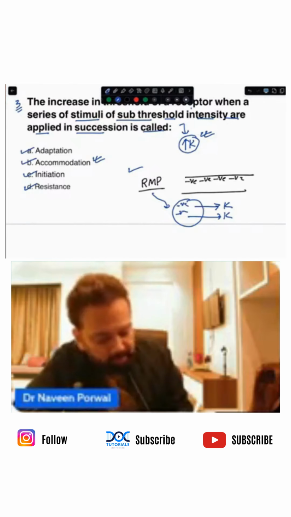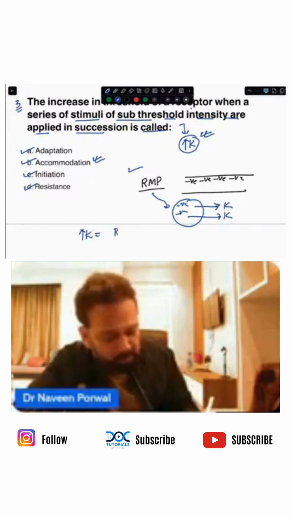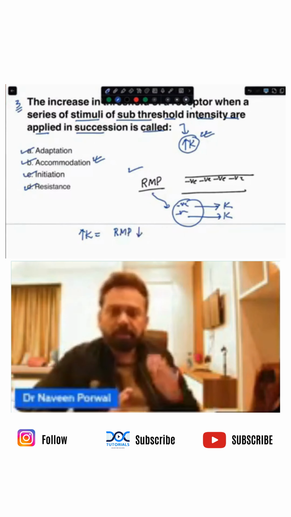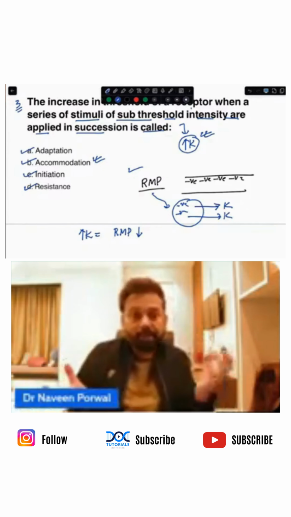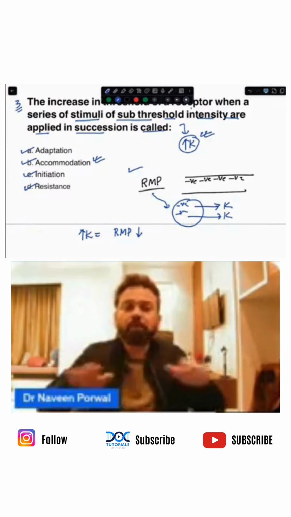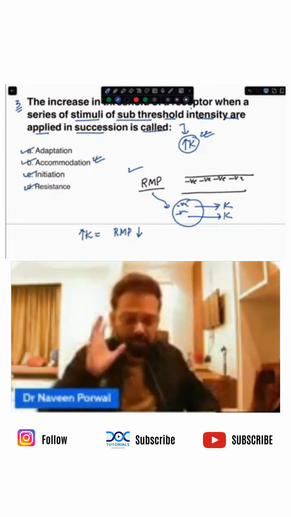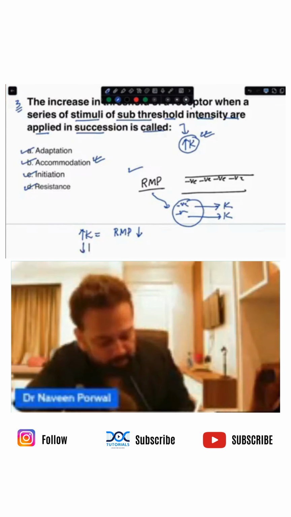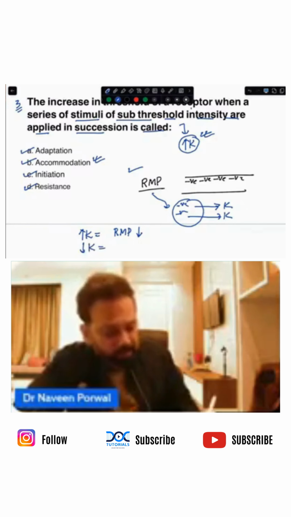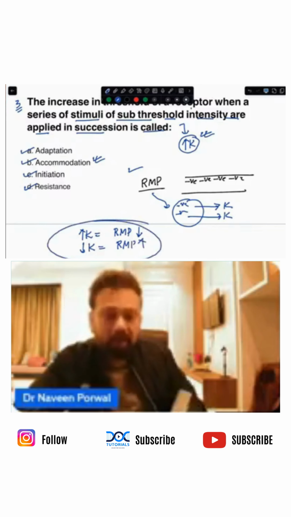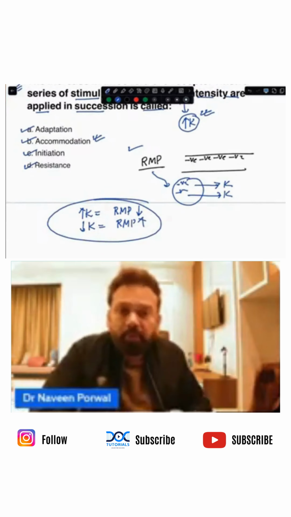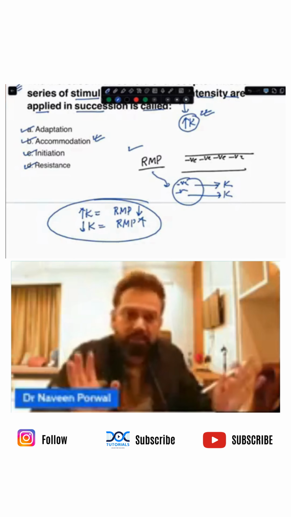Why? If there is hyperkalemia, again a separate MCQ, will RMP be less or more? RMP will decrease. Remember this point. If there is hyperkalemia, if there is more potassium in the blood, less potassium has to go out so that equilibrium can be maintained. So RMP will be less. Please remember this point. If there is hypokalemia, RMP will be more. So hyperkalemia, RMP is less. Hypokalemia, RMP is more. This is a separate MCQ.